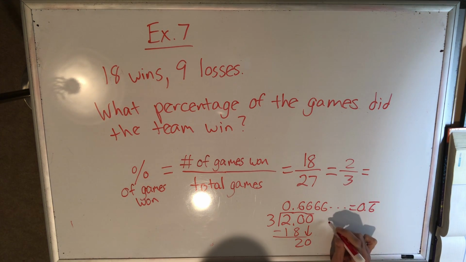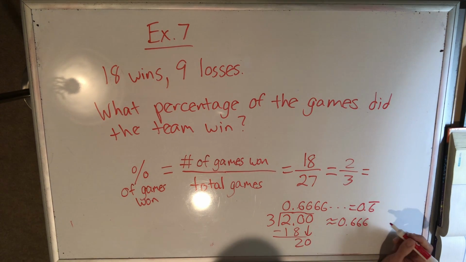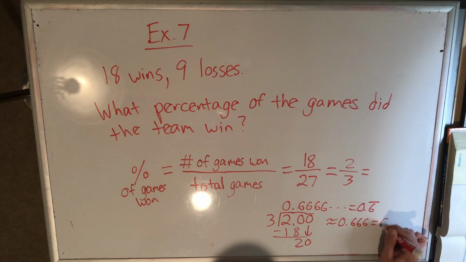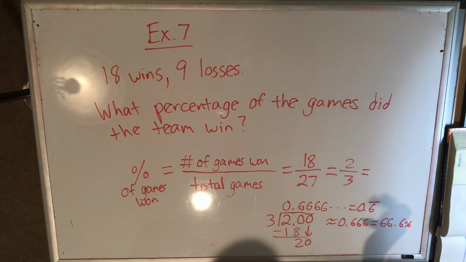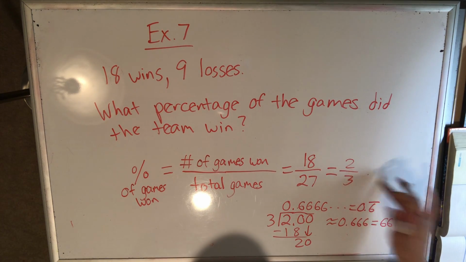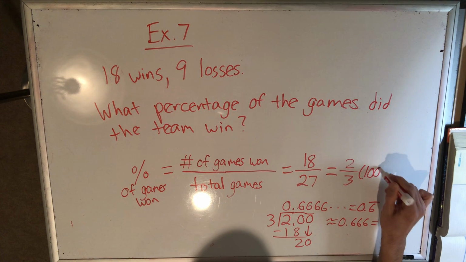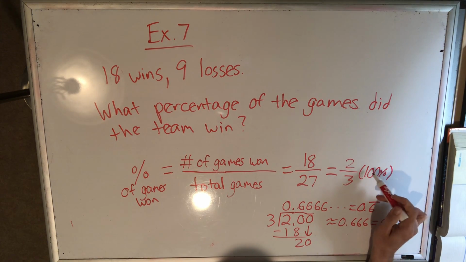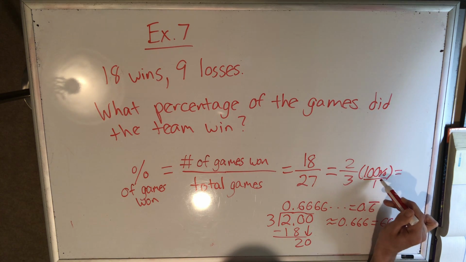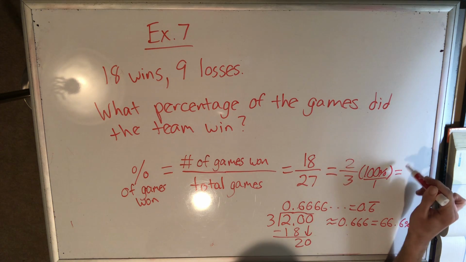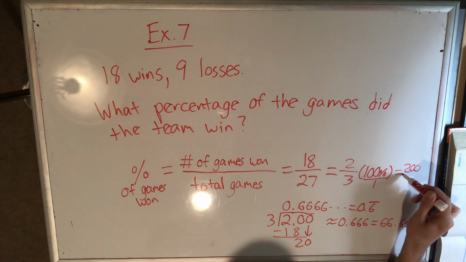Rounded to 3 decimal places, that's 0.666. Move the decimal point 2 places to the right, that's 66.6%, approximately. To figure it out exactly, you can do 2/3 times 100%, because 100% is equal to 1. So really we're just multiplying by 1, which does not affect the value. You can make that over 1, since dividing by 1 does not affect the value either. 2 times 100 is 200. 3 times 1 is 3.